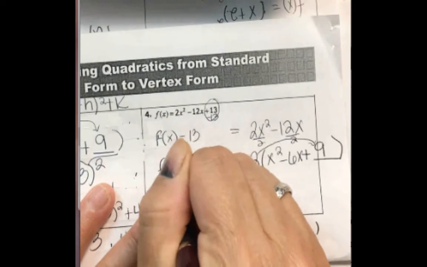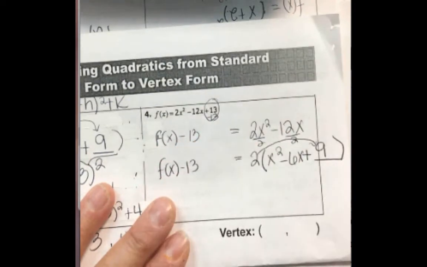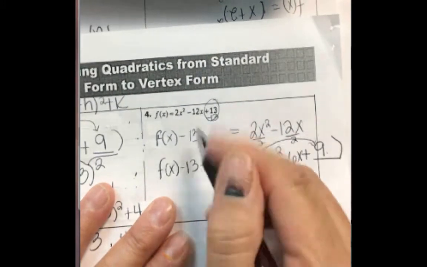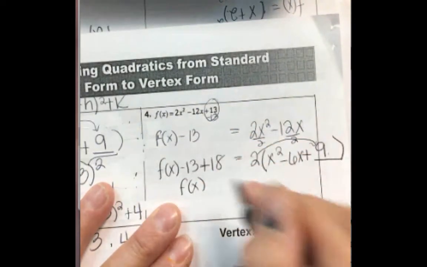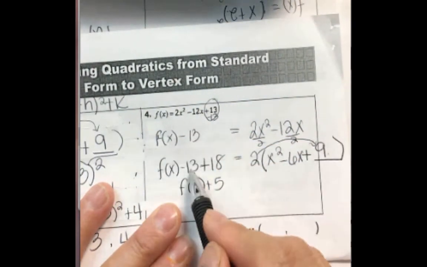So when I go over here to the other side to offset the effect of adding that 9, which is really 2 times 9, I'm going to add 18. So again, 2 times 9 is 18, so I'm adding 18 on the other side to keep it in balance. When this cleans up, that's going to make this f of x plus 5, because of the negative 13 and the positive 18.